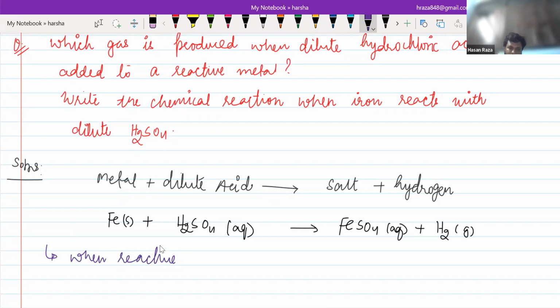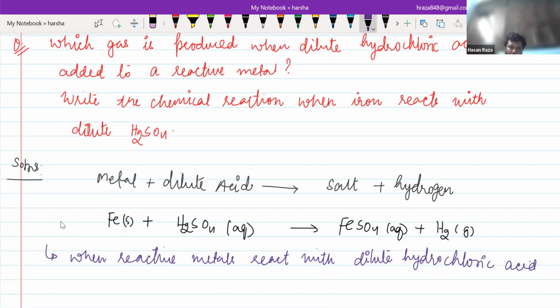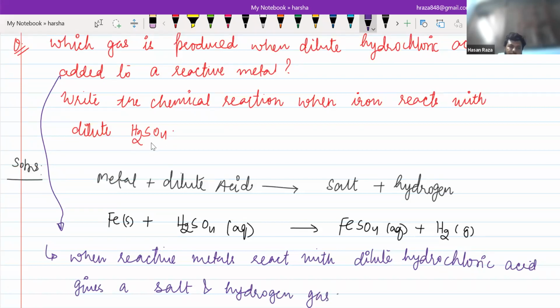When a reactive metal reacts with dilute hydrochloric acid, this is for the first one, dilute hydrochloric acid gives a salt and hydrogen gas. Hydrogen gas. Simple. And then write this equation for the second question. You can do it easily.